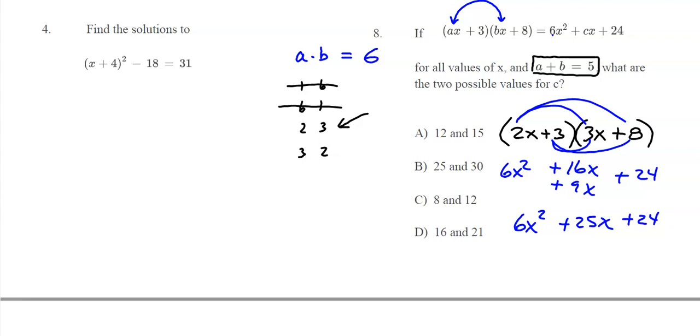And the whole question was, what is C? Well, C is the number that's sitting in front of the x term. So C is 25. So the correct answer is B. The 30 comes from, if I would have chosen this one and multiplied it out, I would have got 30. So they kind of cover both bases.